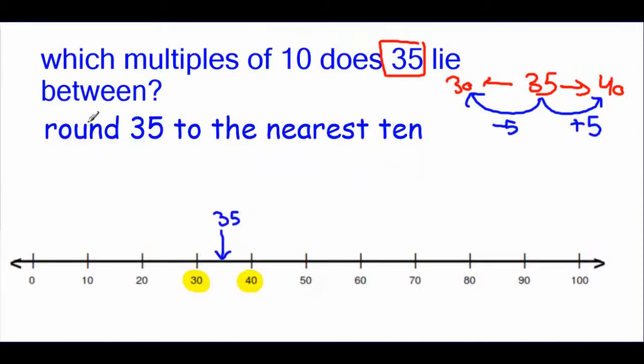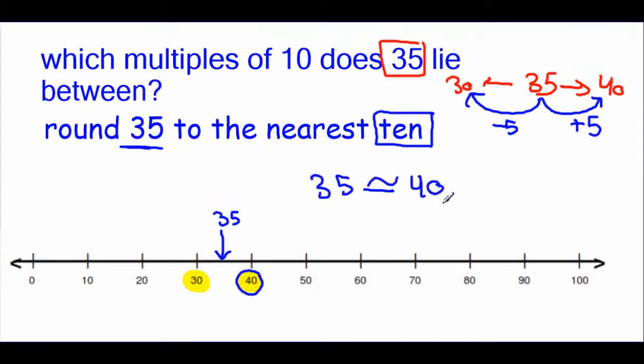But he's asking me to round 35 to the nearest 10. I have to tell which multiple of 10 is closer to 35. So if it is in the halfway, I will consider it closer to the greatest multiple of 10. So 35, when it is rounded to the nearest 10, it will be 40.